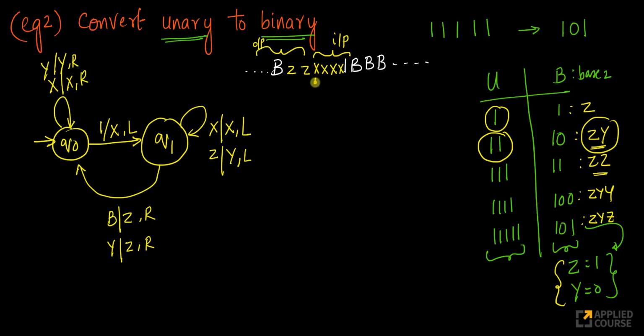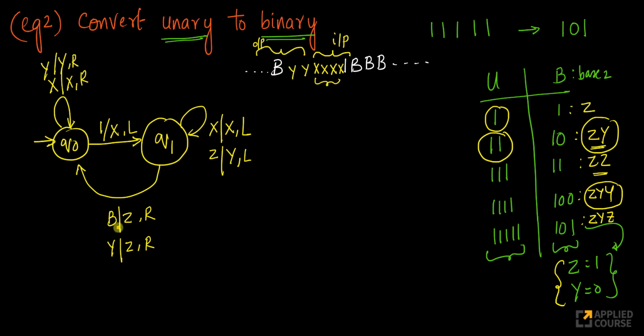Now I've read 4 ones. What should my output be? My output should be ZYY. So this Z will now get replaced because I'm in this state, right? I'm moving left here. Now I'm in this state. This Z will get replaced by Y. Again, this Z also will get replaced by Y. This Z also gets replaced by Y.